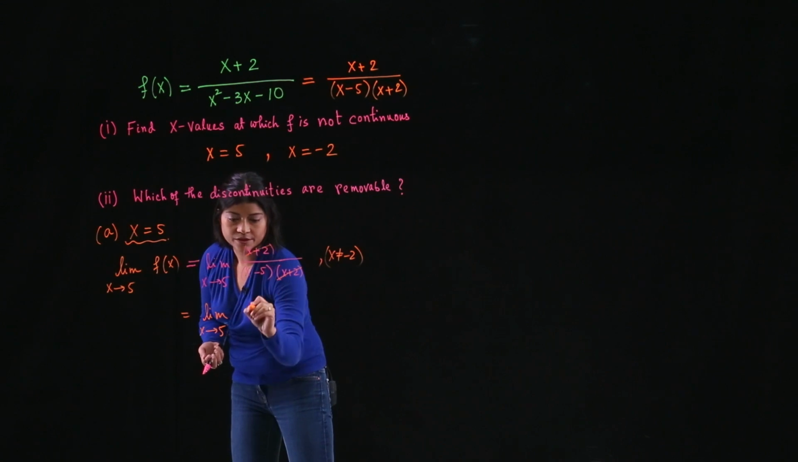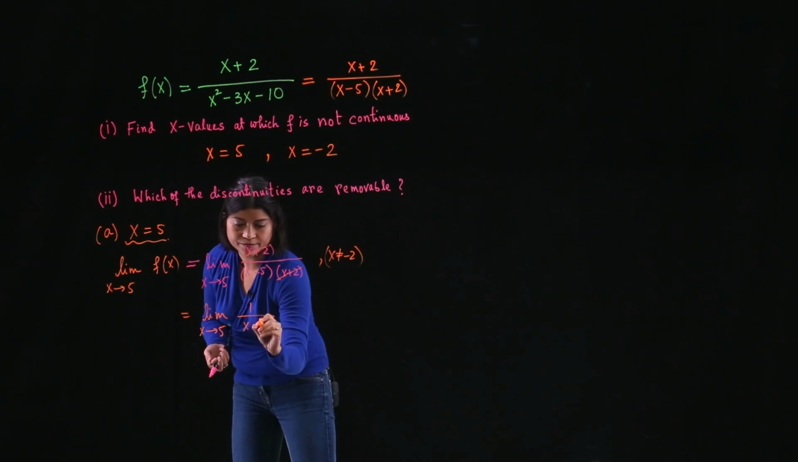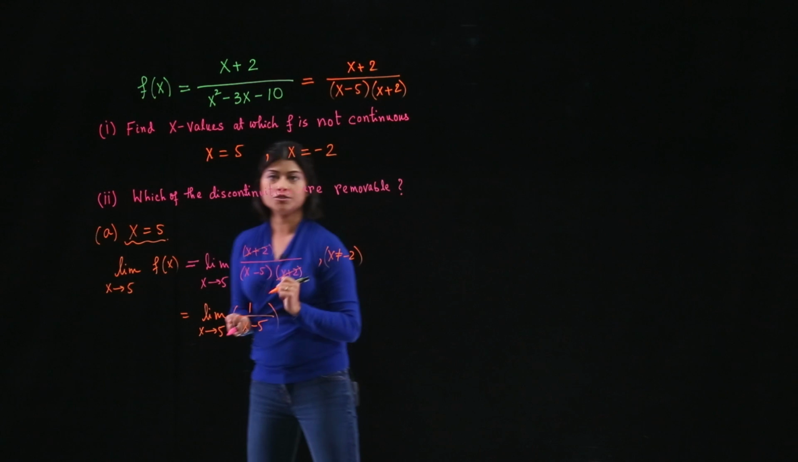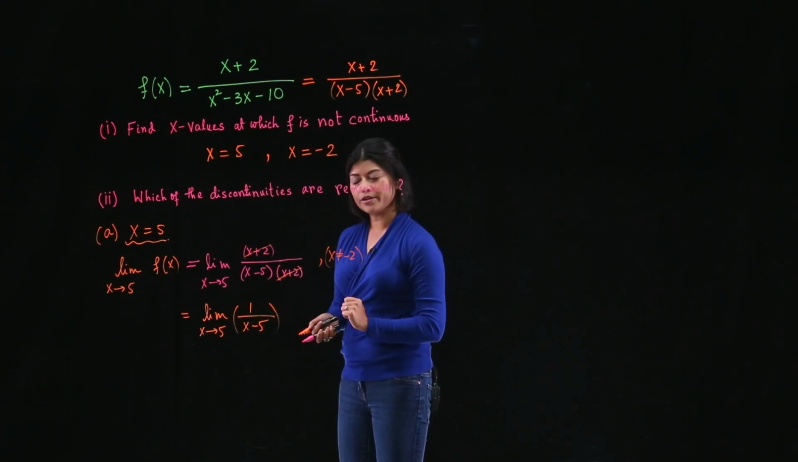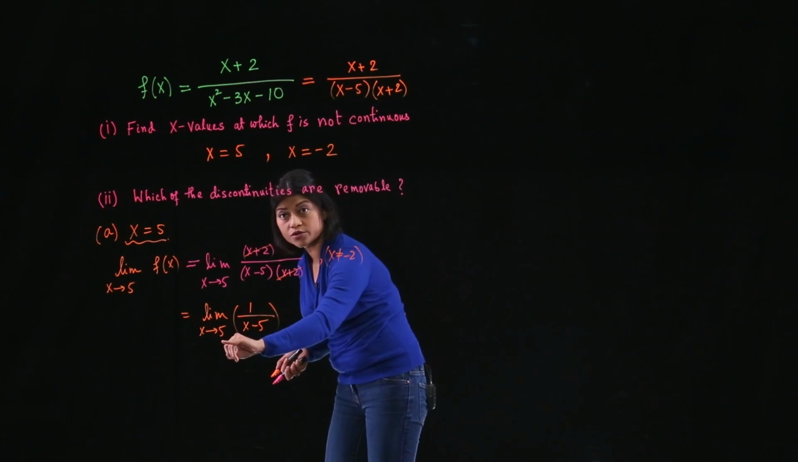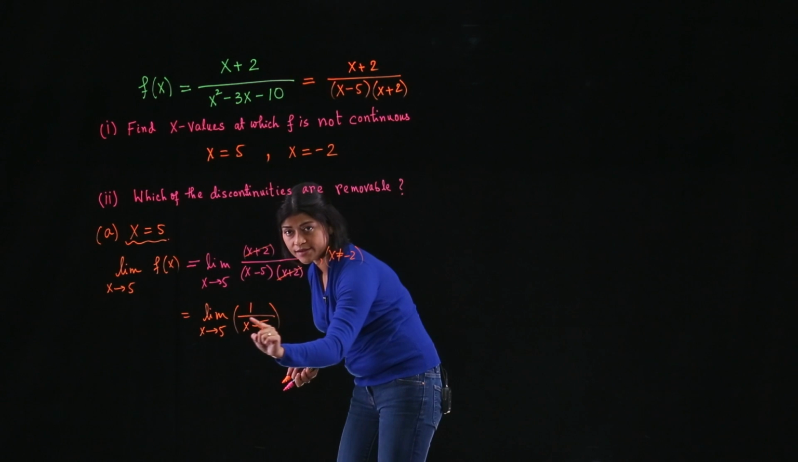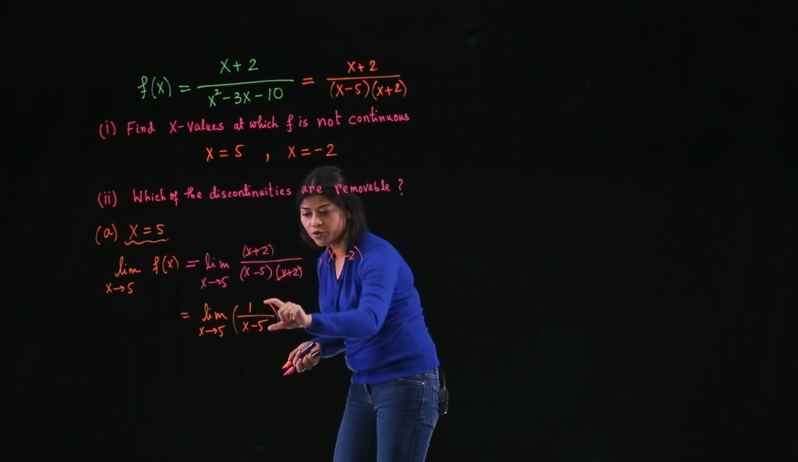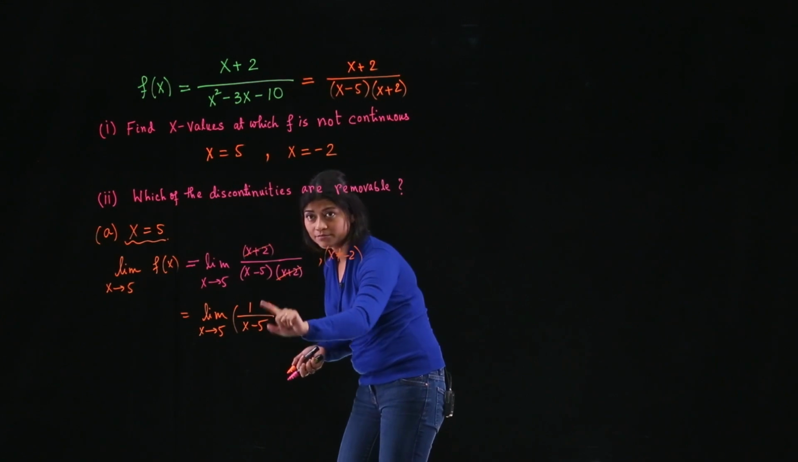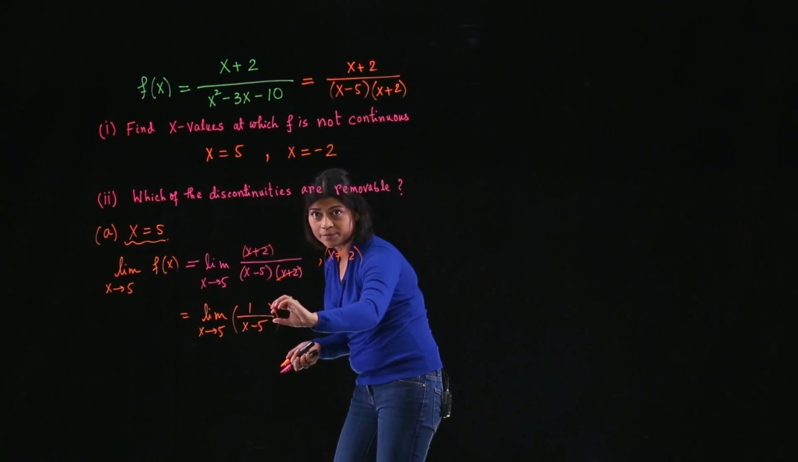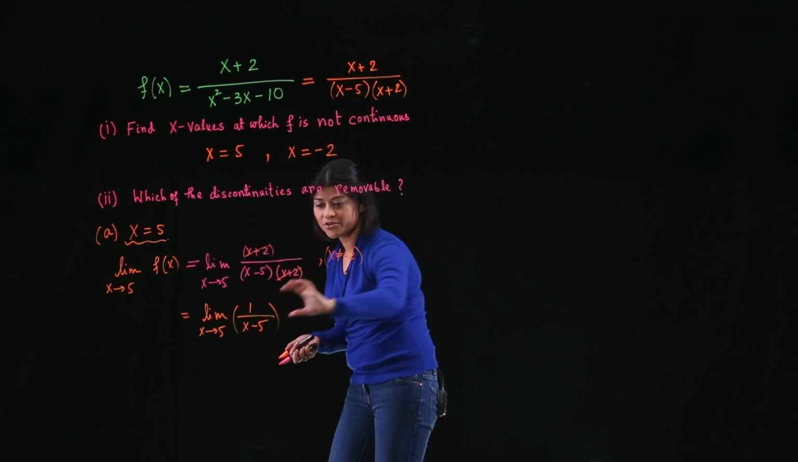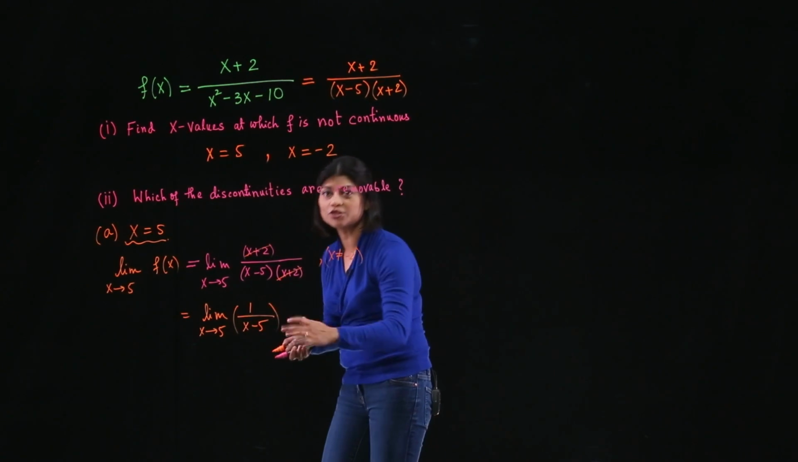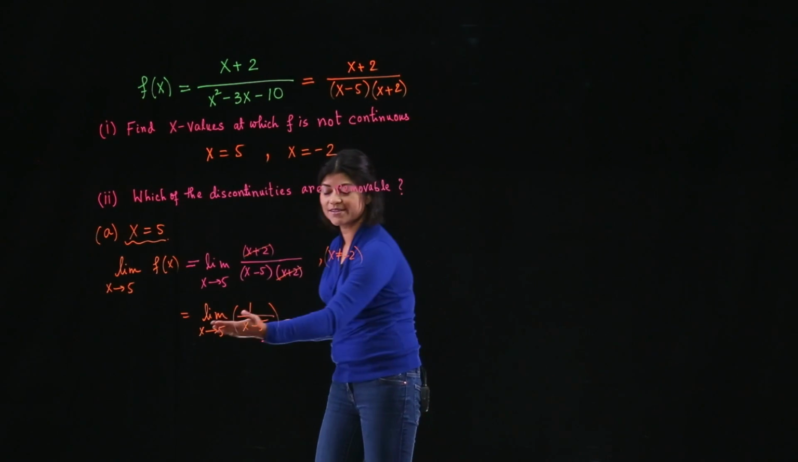So if you cancel it, you will end up having 1 over x minus 5, and x is approaching 5. So think about it. x is getting close to 5, which means the denominator x minus 5 is getting close to 0, which means 1 over a small number, that means the whole thing is blowing up. So this expression is approaching some kind of infinity as x is approaching 5.